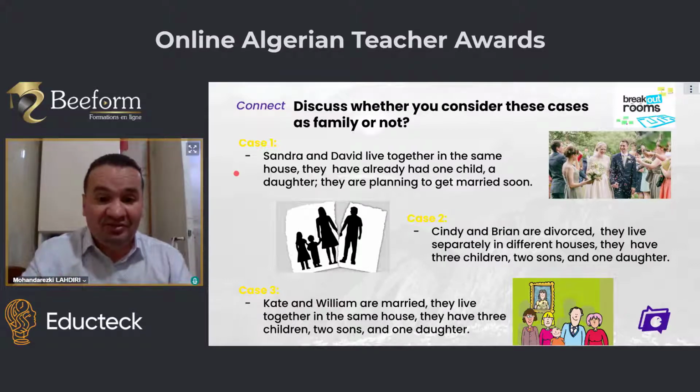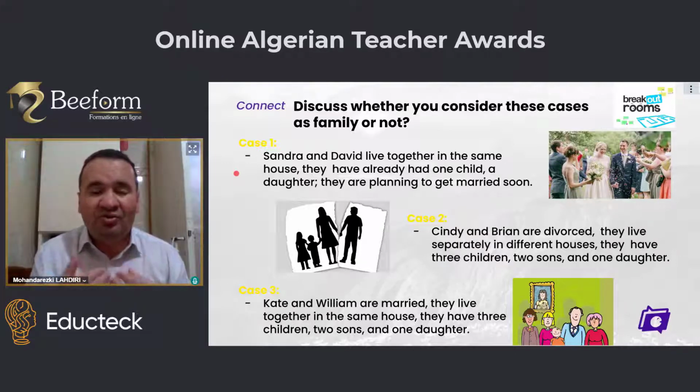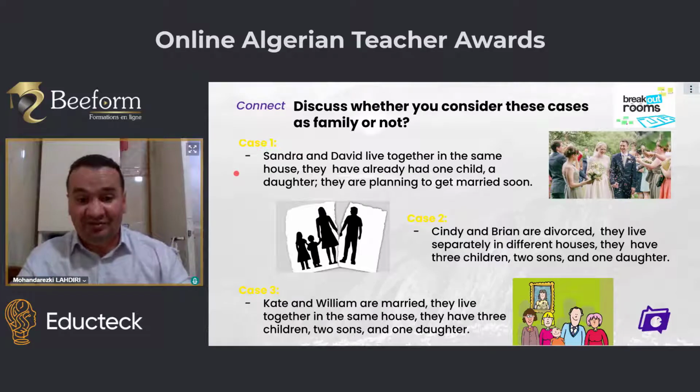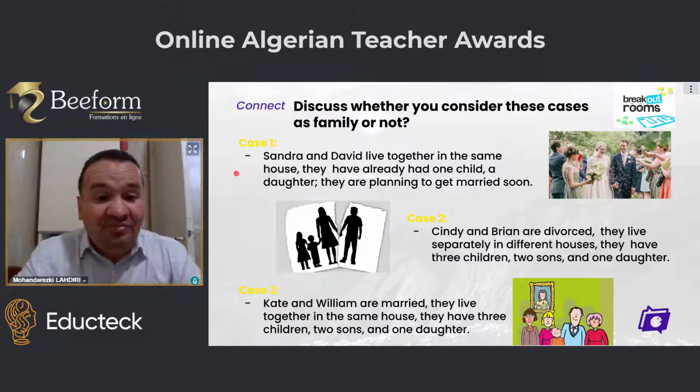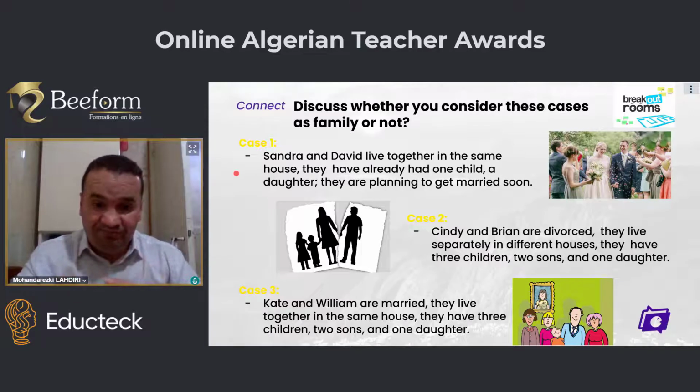There is something missing. But here, what I wanted to say, the cross-cultural background here would conceive things differently because they consider living separately in different houses as a separated family. Case number 3, Kate and William are married.